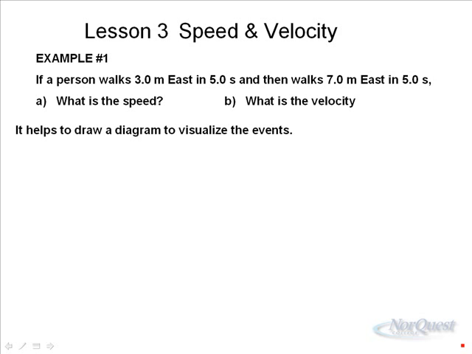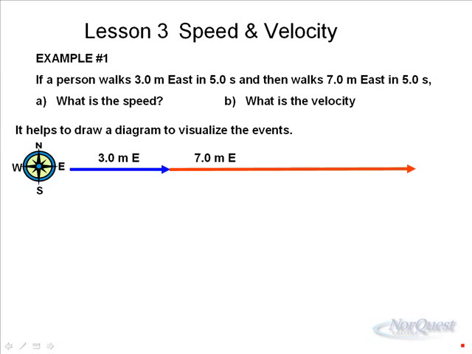It always helps in physics to draw a diagram to help you visualize these events. And of course, when you draw this diagram, you sometimes need a frame of reference. And so the little compass that we've drawn here is actually telling us that north is to the top of the page, south is to the bottom, east to the right, and west to the left. 3 meters east, I would draw a short arrow that is going towards the east, and then add to that a longer arrow of 7 meters, also to the east or to the right.